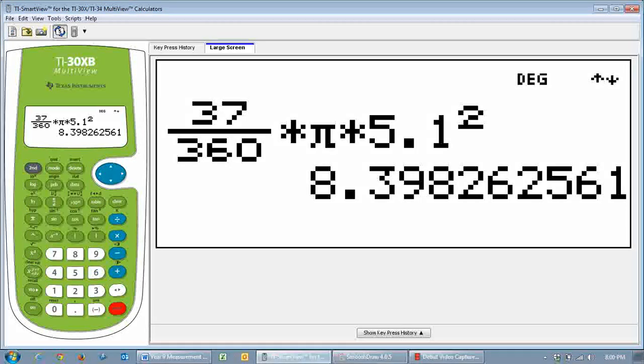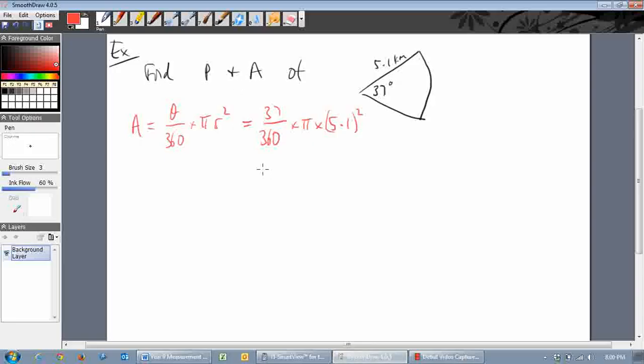So 8.4. We're in kilometres here, and it's area, so it will be kilometres two-dimensional squared. And there's your answer. There's the area.